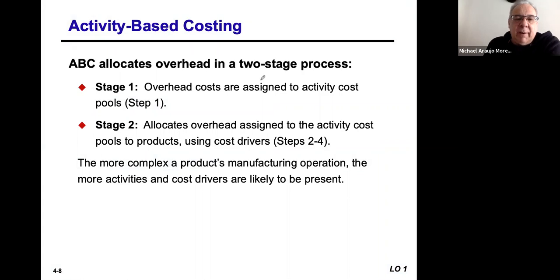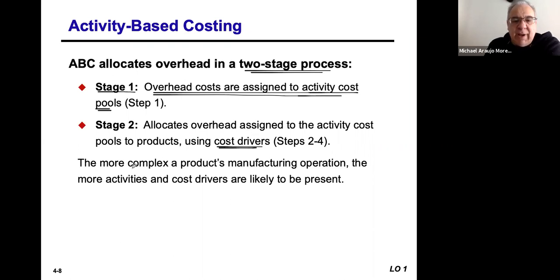Okay. It's basically a two-stage process. The first step is you have to look at activity cost pools because the overhead that we need is going to be assigned based on the cost pool. And then once that's assigned, we have to look at the cost drivers in these pools to know what's taking up most of the costs.